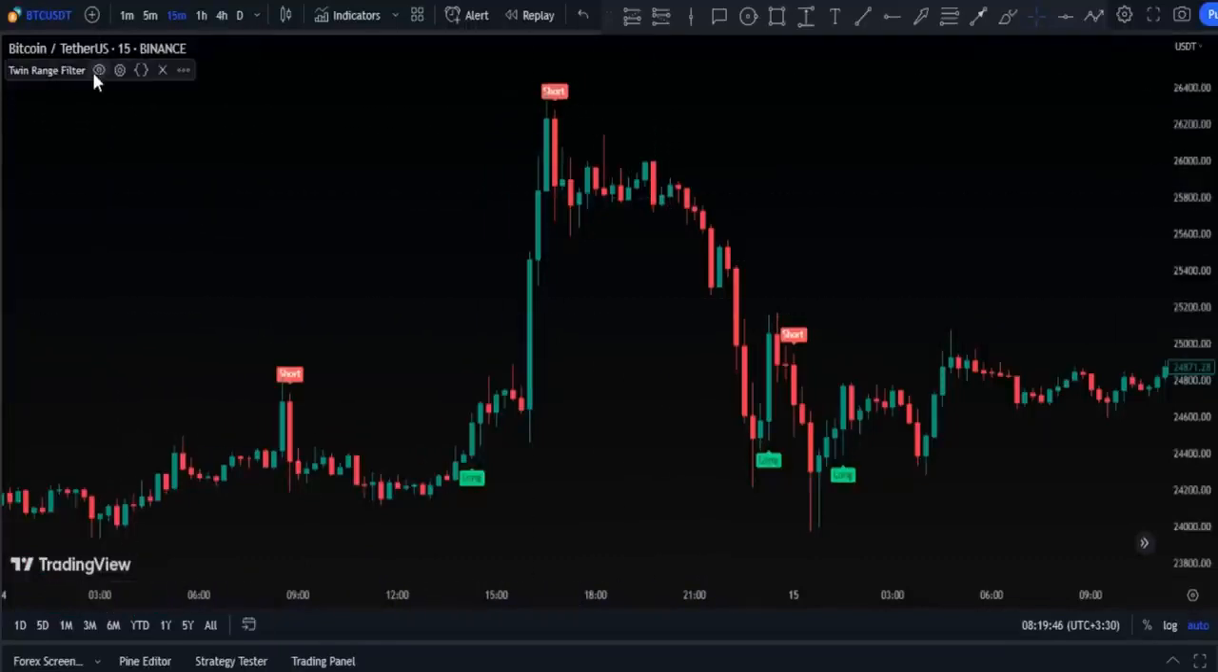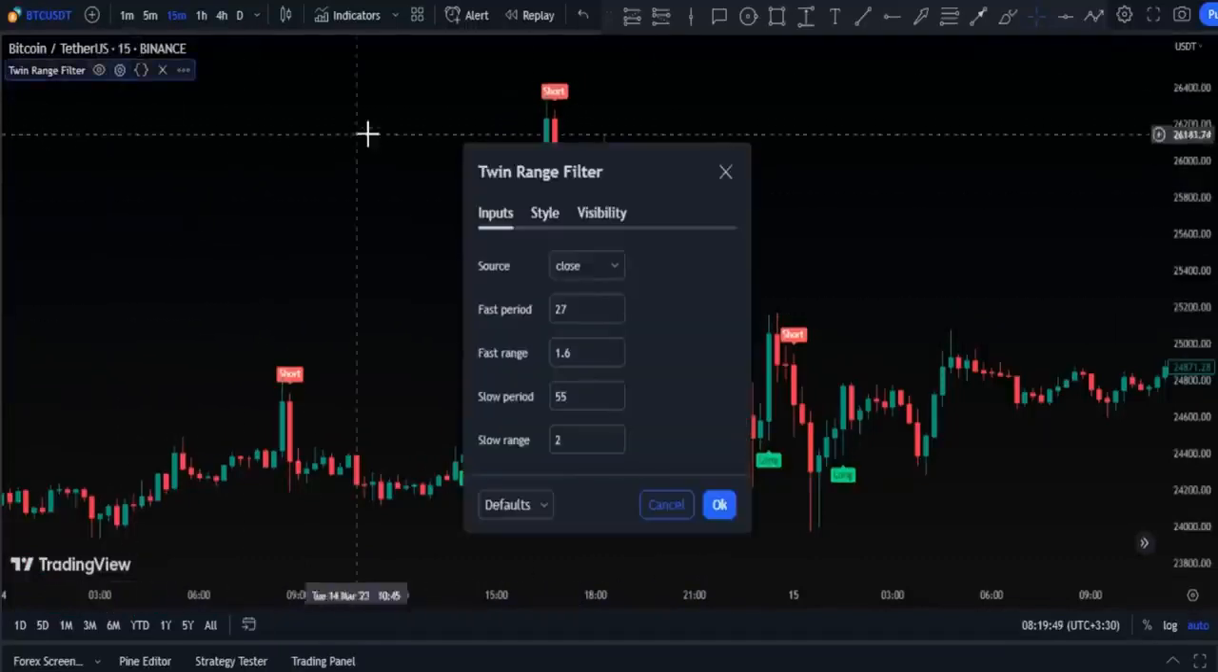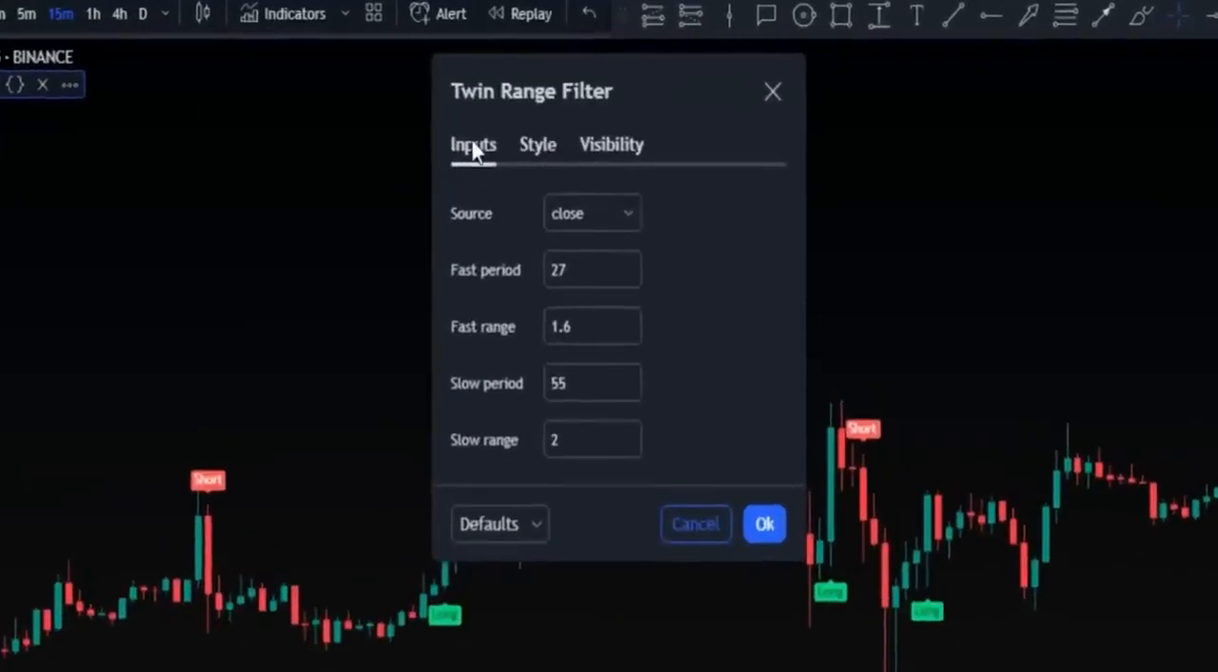To do that, we open the setting of twin range filter indicator, and in the inputs tab, we make sure that the source option is set to close. Then we change the fast period option to 45 and the fast range option to 2. We set the slow period to 145, and finally we change the slow range option to 3.